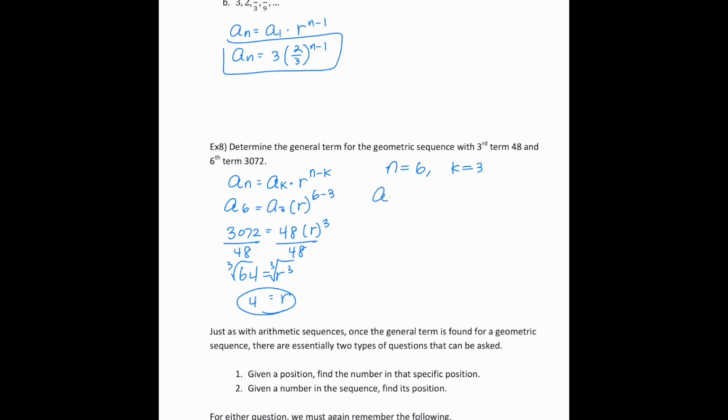So a sub n is now a sub 1 times r to the n minus 1. So this time I want to use n as 3. So a sub 3 is a sub 1 times r, which is 4, to the 3 minus 1. So a sub 3 is 48, a sub 1, and then 3 minus 1 is 2. 4 squared is 16. And then a sub 1 is 48 divided by 16. And then I got 3. Okay, so our formula is a sub n is a sub 1, which is 3, times 4 to the n minus 1.